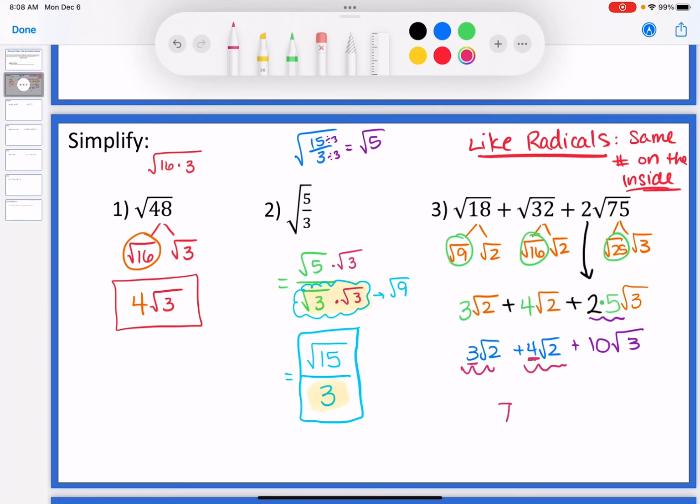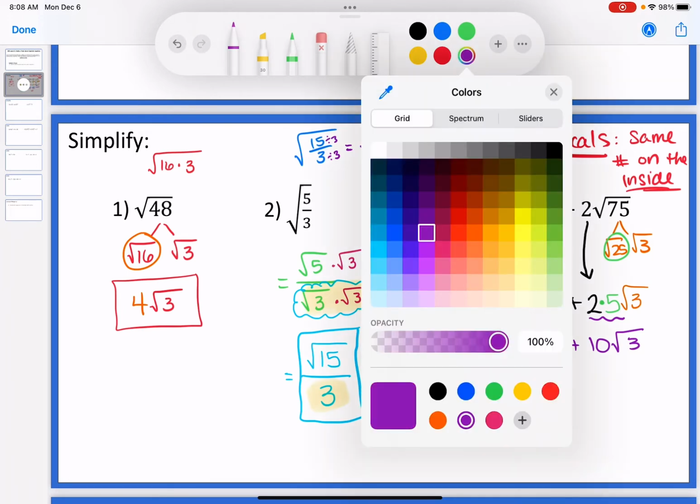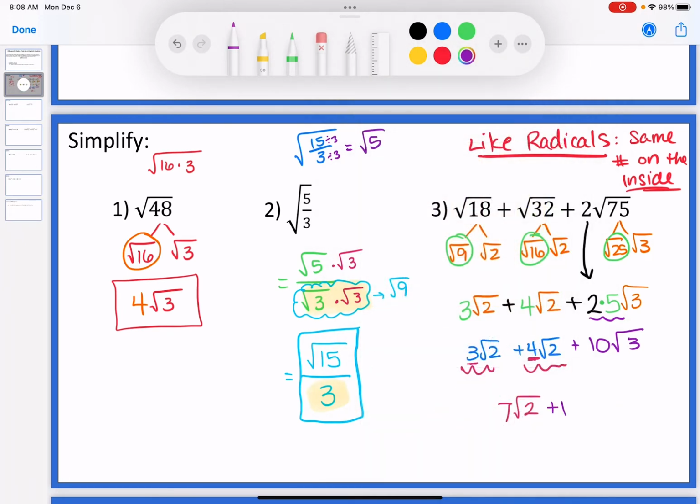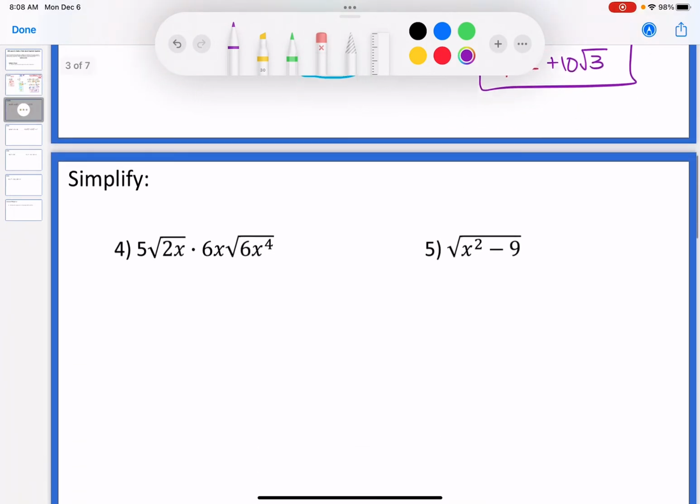I get 7, but the radical does not change when I'm adding, right? 3x plus 4x is 7x. The x doesn't change. Same thing with adding radicals. 3 radical 2s plus 4 radical 2s is 7 radical 2s, right? The radical 2 doesn't change. And I just bring down the 10 radical 3 because it was not a like radical, so I can't combine it. So my final answer will be 7 radical 2 plus 10 radical 3. Okay.